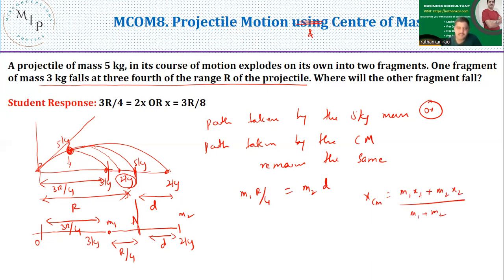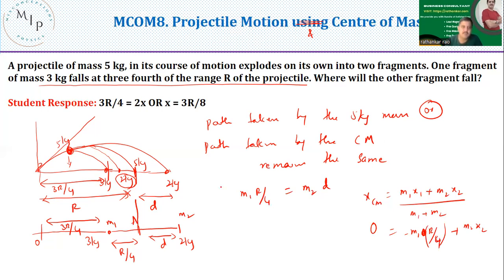So x1 is negative here, x2 is positive. What is xcm? Origin is 0, so this point is 0. So I will put 0, and then minus m1 into r by 4, the coordinate already known to me, plus m2 into x2 should be equal to that, or m2 x2 equals minus m1 into r by 4. That's what I've got.